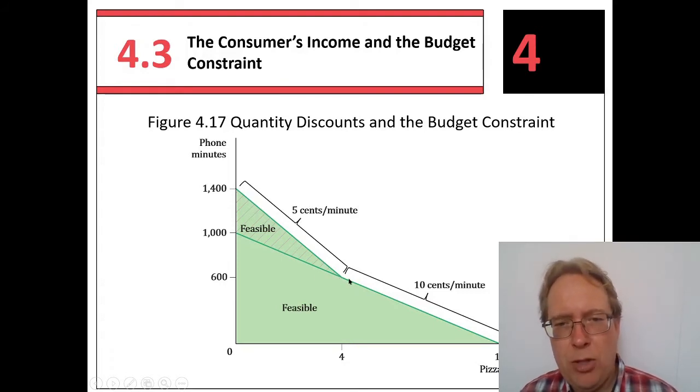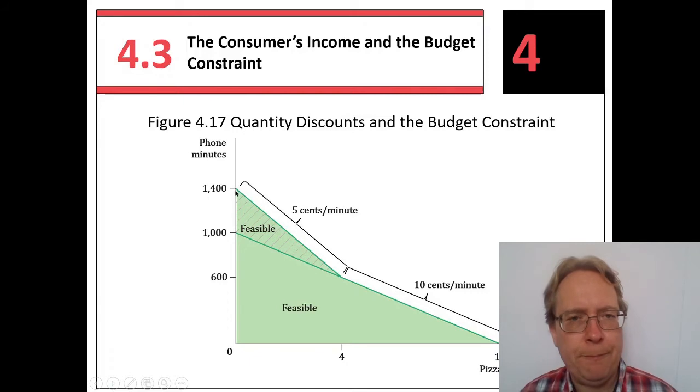So that means that my budget line is not going to change for phone minutes below 600, but above 600, my budget line is going to be steeper, right? So this represents the new price. If I spend all my money on phone minutes, then for the first 600, I still pay 10 cents. For the rest, I pay only 5 cents, which apparently implies that you can buy 1,400 phone minutes if you spend all your money on that, but just figure that out for yourself.